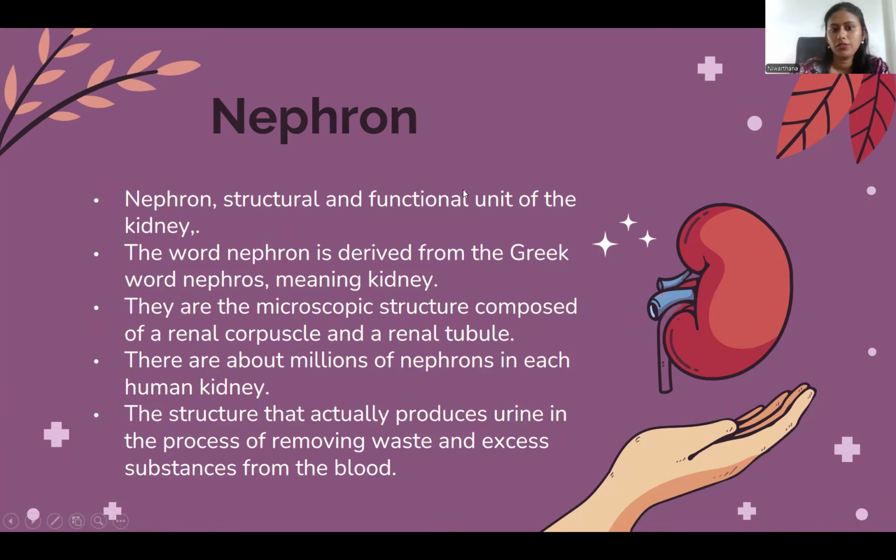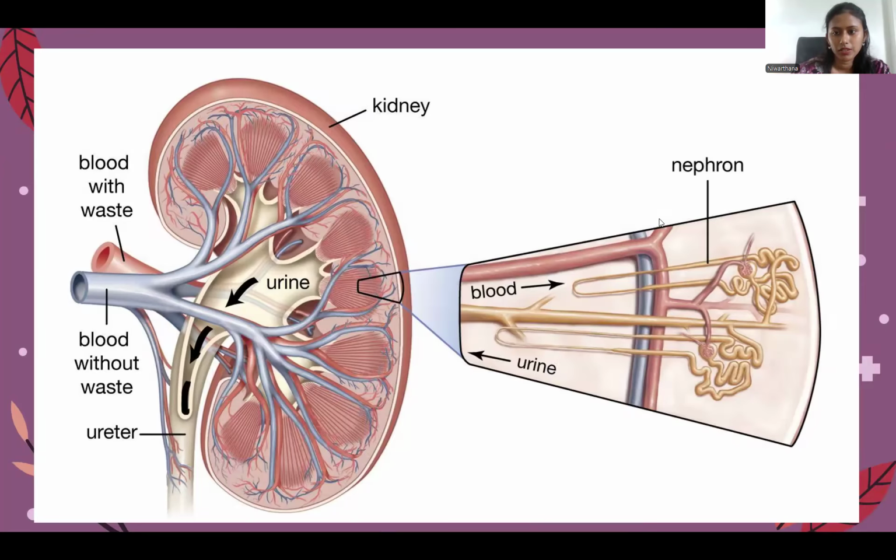As we talked previously, the nephron is the structural and functional unit of the kidney. The word nephron is derived from the Greek word nephros, which basically means the kidney. The nephron is a microscopic structure, composed of the renal corpuscle and the renal tubule. There are millions of nephrons in each human kidney, and these microscopic units together form the macroscopic kidney.